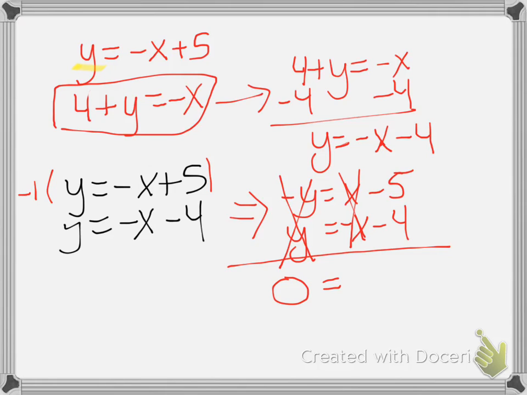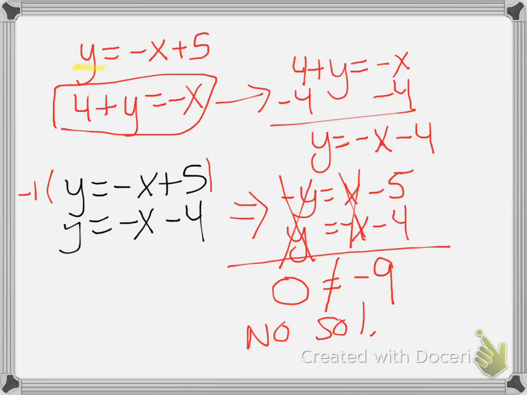And if I had a 0 on the right, it would be infinitely many. That means that the two lines would be on top of each other. I would have an infinite number of solutions. But since it's not 0 equals 0, since it's 0 equals negative 9, that's not a true statement. And so that's no solution.